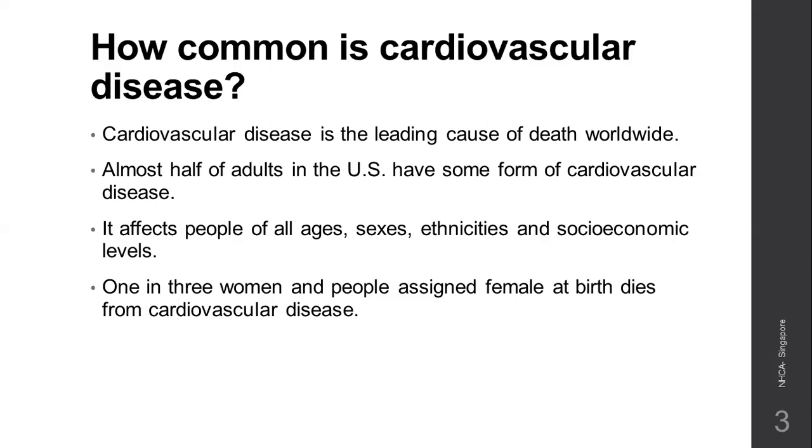And 1 in 3 women, or people who are assigned female at birth. Because now we have discussions on gender identification, that's why we use statements like people assigned female at birth, that is, a girl child born as a girl. In future they may become trans or they may not associate with their given birth gender. So even women can suffer from cardiovascular diseases, especially post menopause.